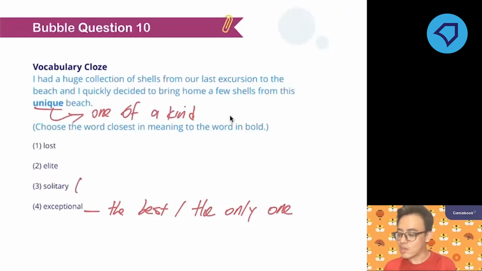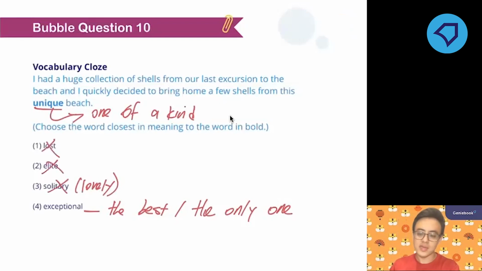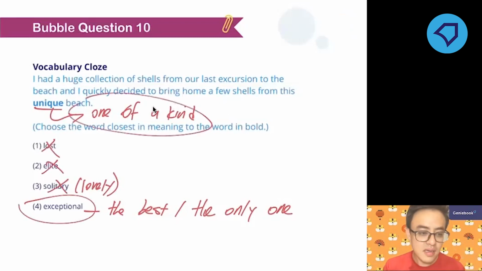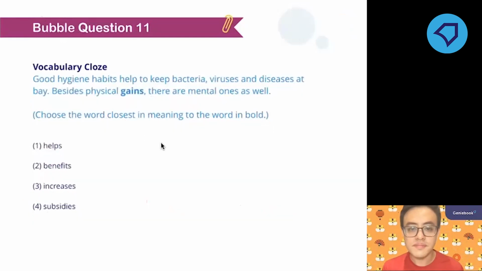So solitary means like lonely. So solitary is wrong. Elite means the best, but it can be a group of the best. Lost is definitely wrong. So exceptional is the answer. Exceptional means like the only one, which is the similar meaning to one of a kind. Question 11. Oh no, sorry, question 11. Good hygiene helps to keep bacteria, viruses, and diseases at bay. Besides physical gains, there are mental ones as well.